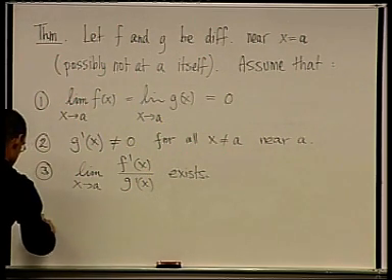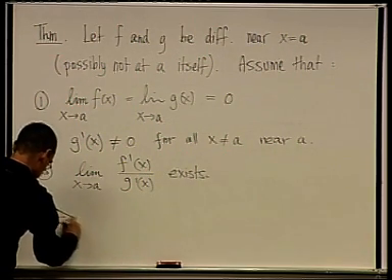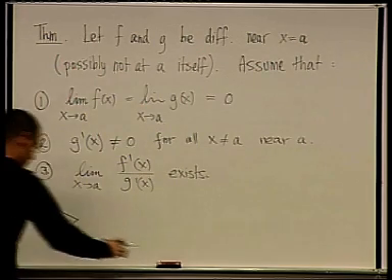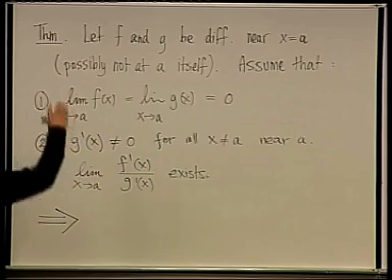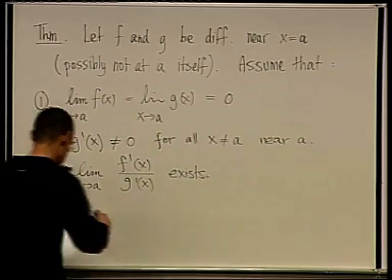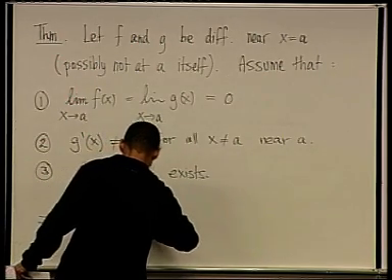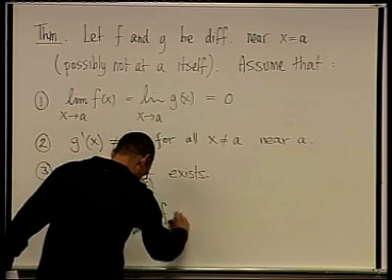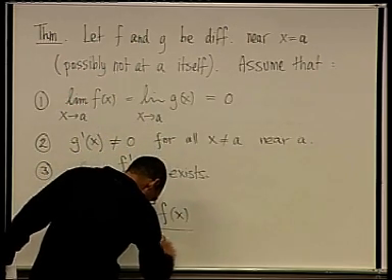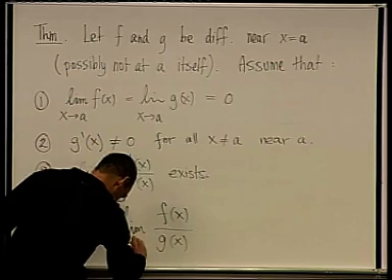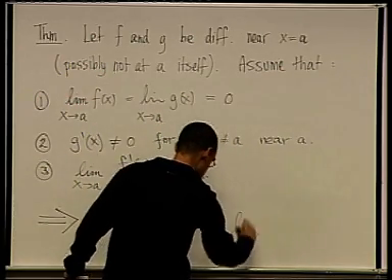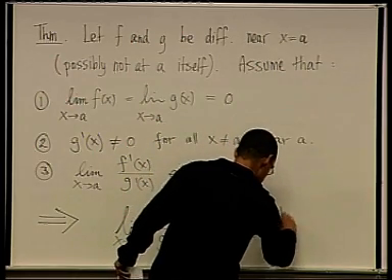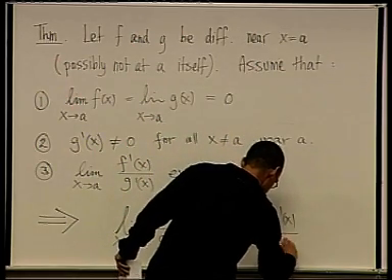And then, so this is the assertion of the theorem. If everything here holds, then the limit of the quotient of the original functions coincides with the limit of the quotient of their derivatives.